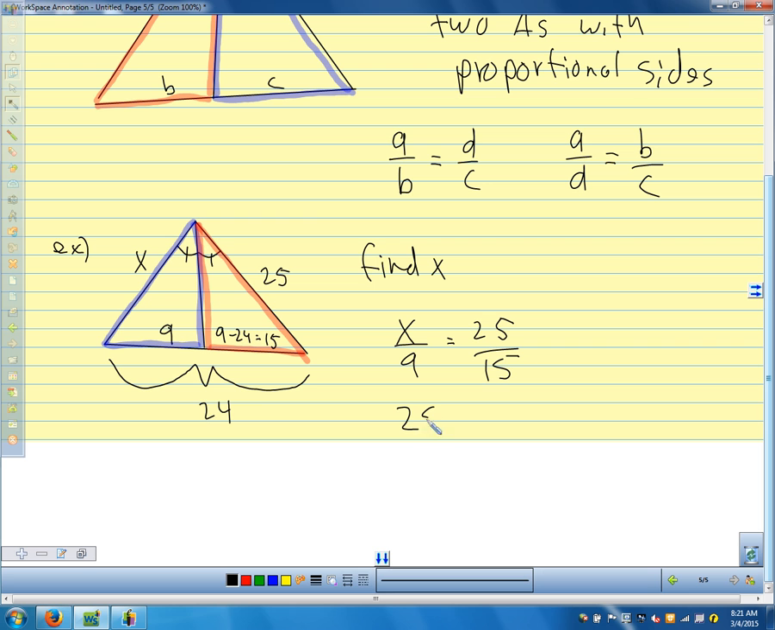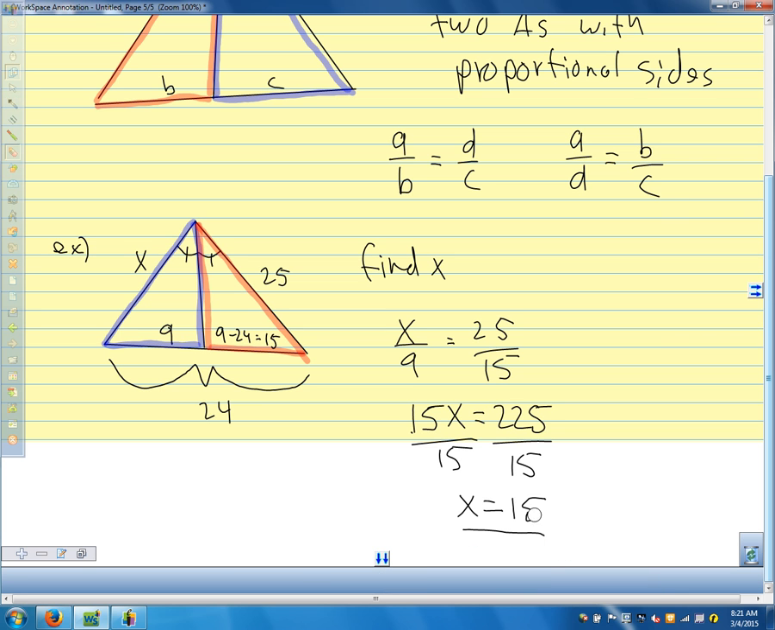Cross multiply, so 25x equals 225. Whoops, 15x. Cross multiply this way equals 225. 9 times 25 is 225. Divide by 15. And x equals 15. Questions? Okay, chapter 7. If you don't know what to do, write a proportion.